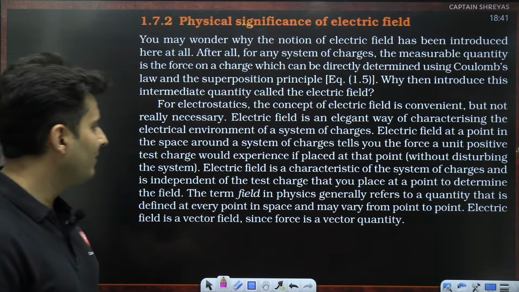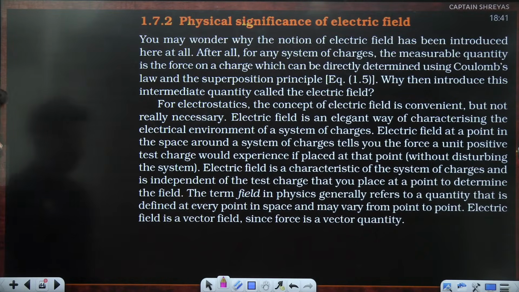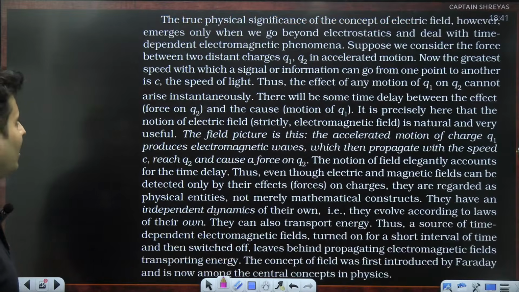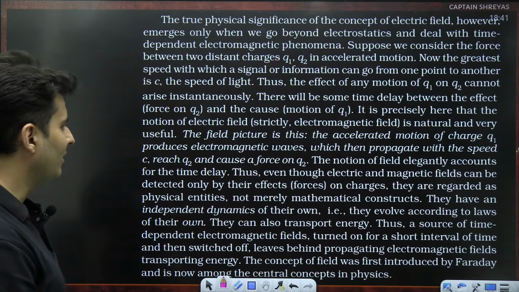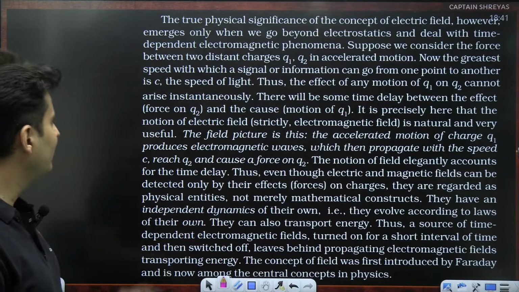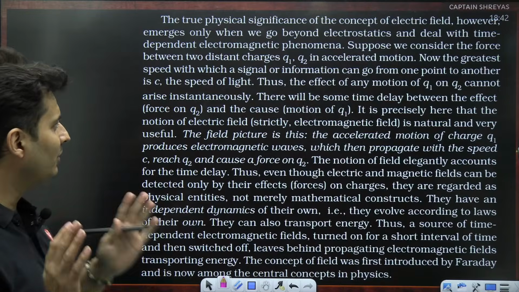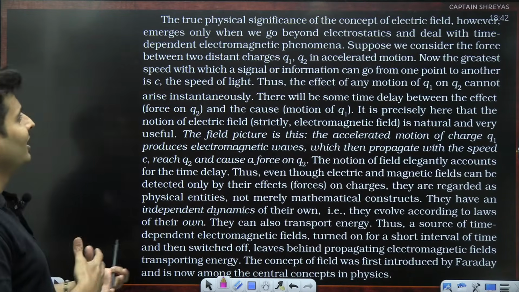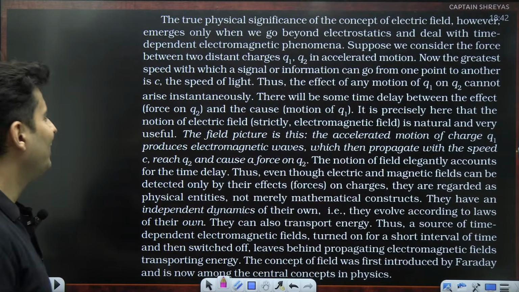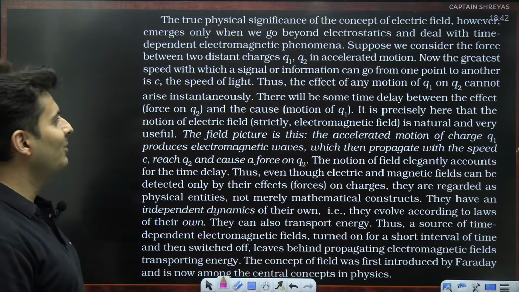The term field in physics generally refers to a quantity that is defined at every point. Electric field is a vector, since force is a vector. And then they give this big paragraph over here. Take your time to read this. I'll read it if you want, part by part. The true physical significance of the concept of field, however, emerges only when we go beyond electrostatics and deal with time-dependent electromagnetic phenomena. Suppose we consider the force between two distant charges.